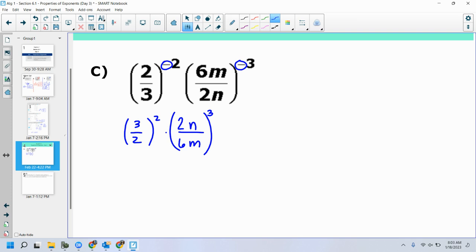Okay, what do I do with this second power? And coincidentally enough, also with the third power.